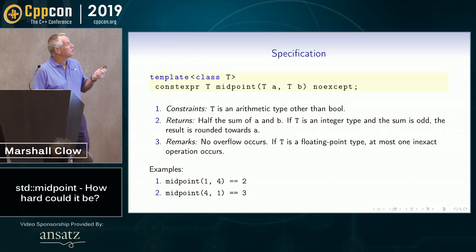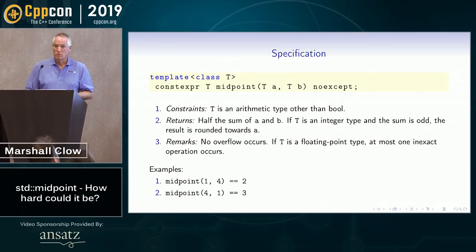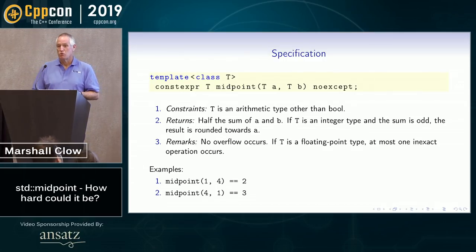Okay, so this is the specification. This is most of the specification, I should say. constexpr T midpoint takes two T's by value, it's noexcept. Constraints: T is an arithmetic type that's not bool. We don't want to do midpoint false true or true false. Returns half the sum of A and B. If it's an integer type and the sum is odd, then the result is rounded towards A.